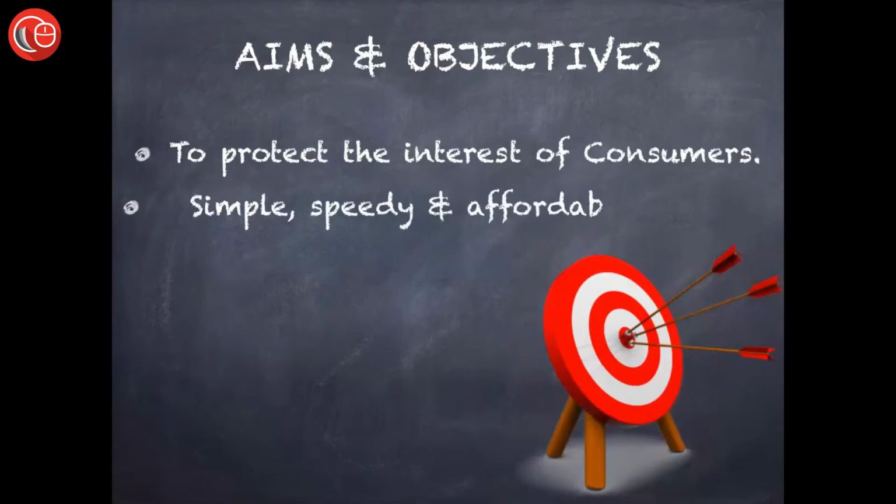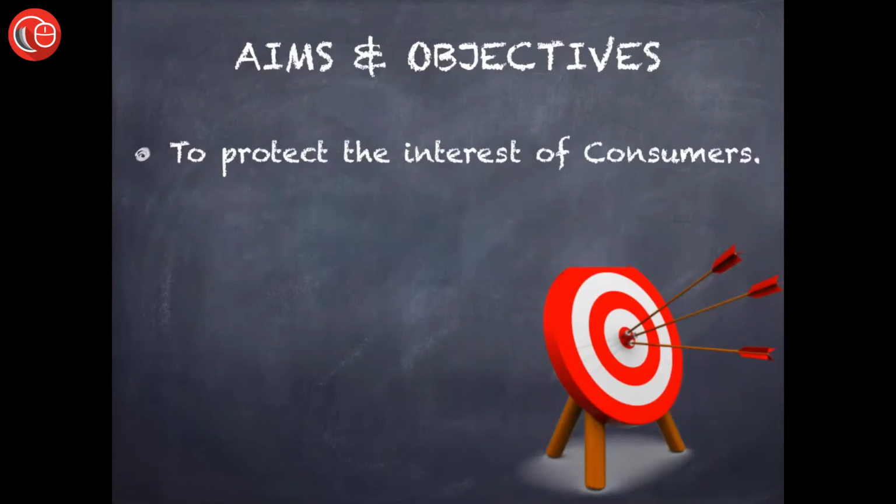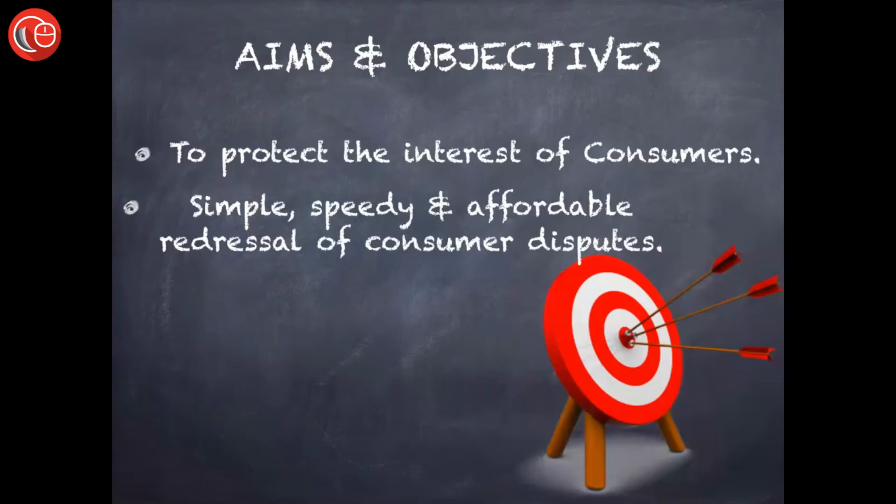And secondly, and most importantly, it provides for simple, speedy, and affordable redressal of consumer disputes. So actually, these three factors, being simple, speedy, and affordable, make this Consumer Protection Act one of its kind. And that is why it becomes so easy for the consumers to avail compensation and justice under this act. Now, what provisions actually make it simple, speedy, and affordable, we will be understanding in the slides to come further.